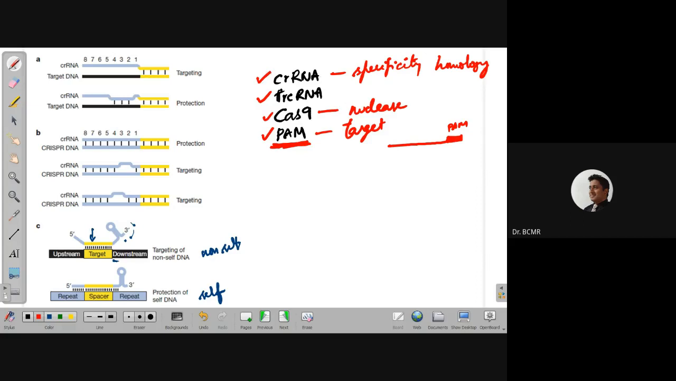So we have three components that are important for the activity of CRISPR. I'm saying PAM is one of the important parts for activity. It is usually part of the target here. So CRISPR RNA, tracer RNA, and Cas9. These three components together will form a ribonucleoprotein, and that is the actual scissors to cut the target DNA.